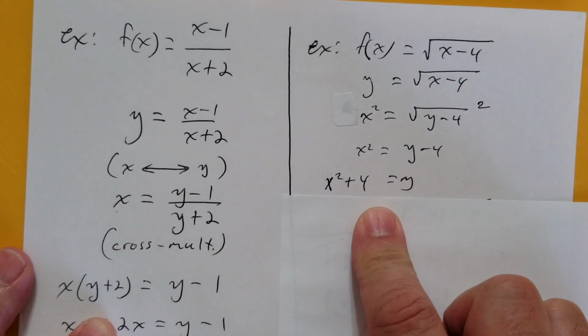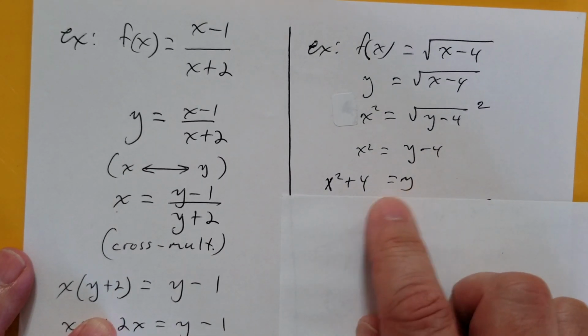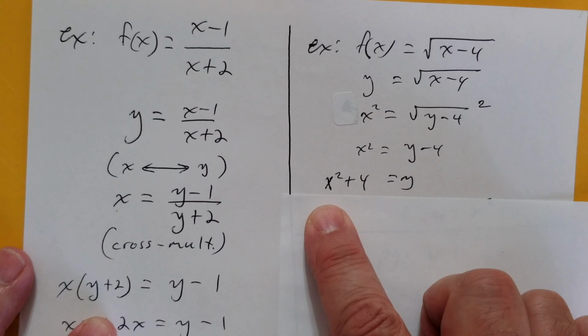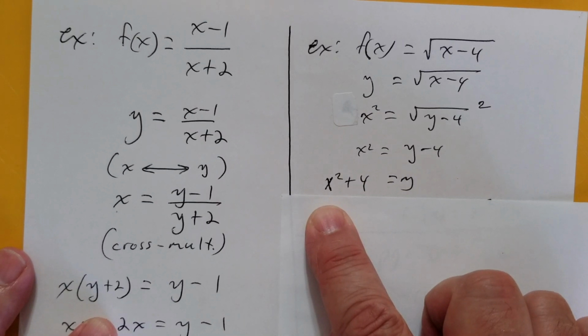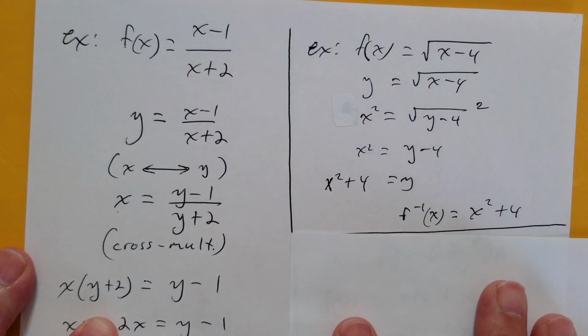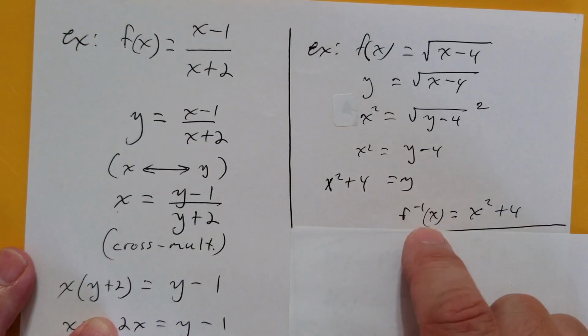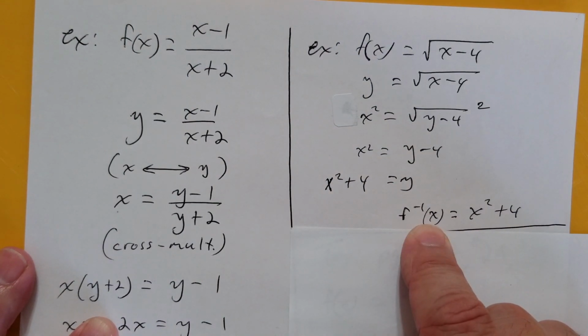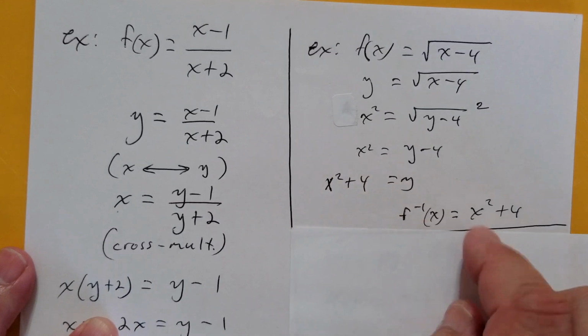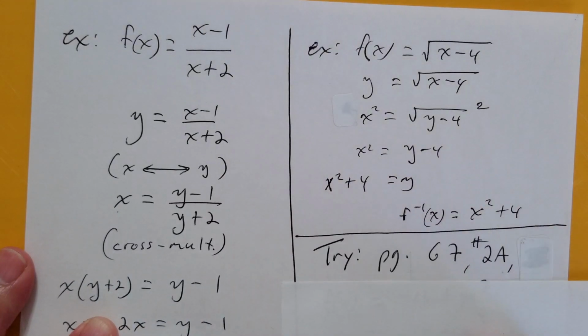So this seems a lot easier than the first one, huh? I got y equals this function, right? I'm done, practically. So I changed that to the inverse notation equals x squared plus 4. I'm done. This was way shorter.